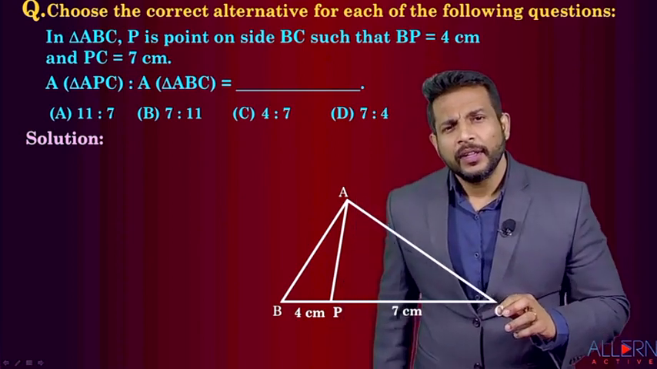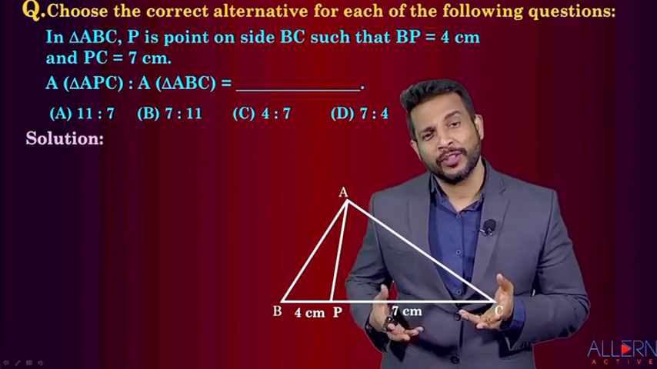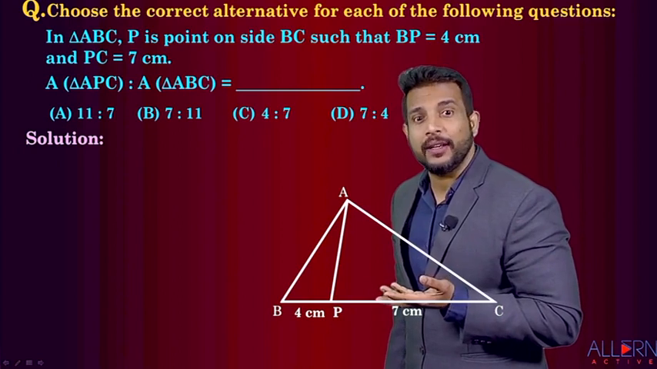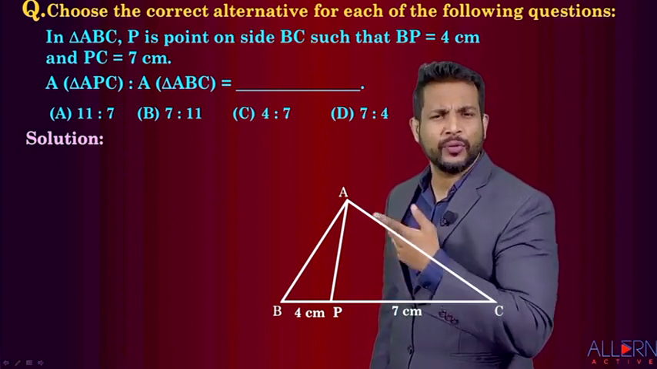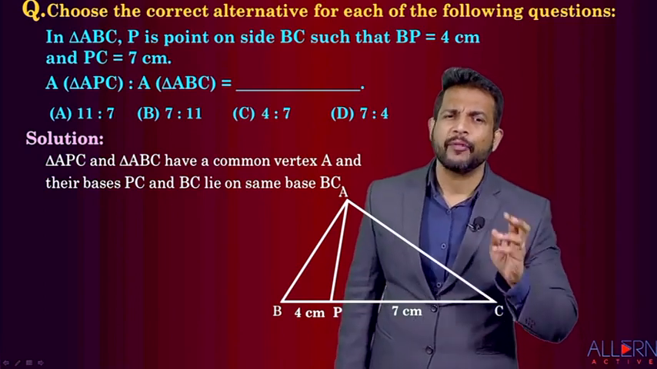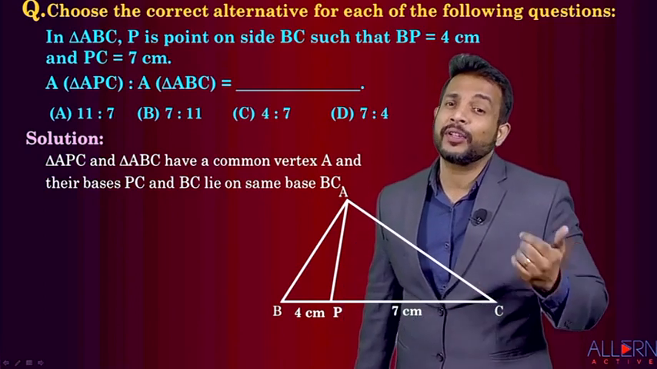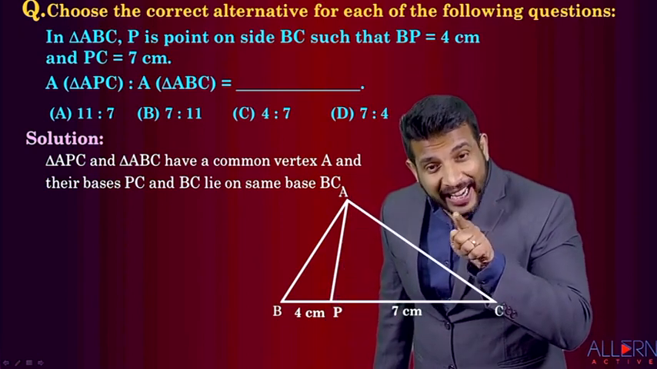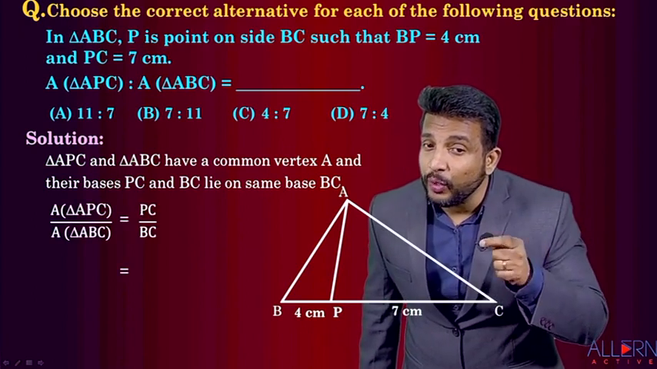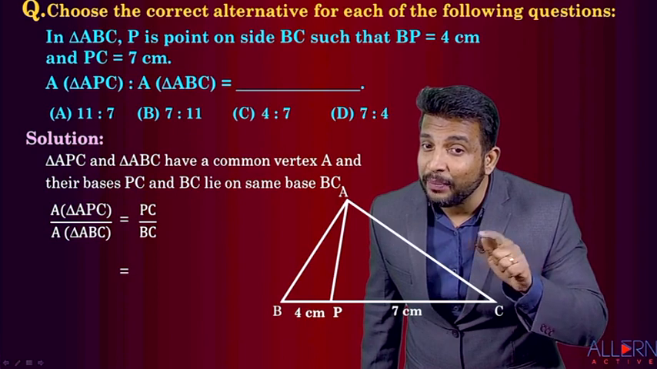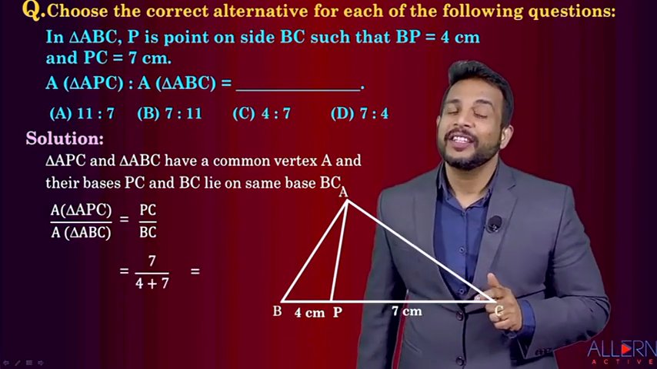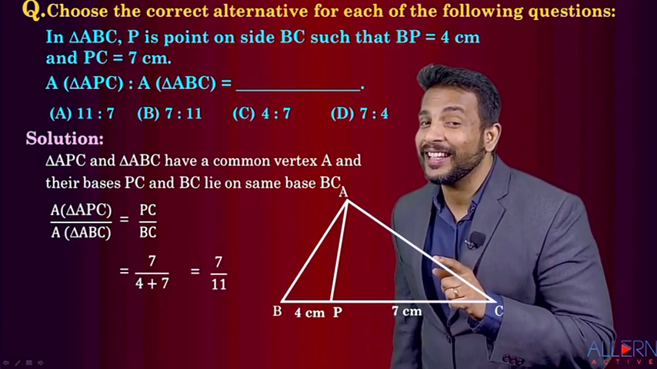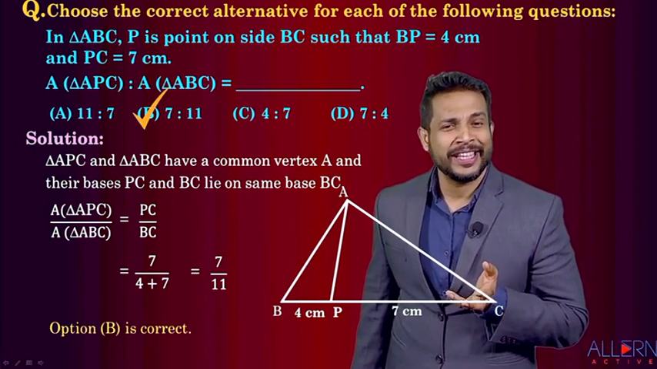Now let's do this. For these two triangles we are going to use the properties, and for those properties we know in these triangles they have a common vertex and they're based on the same line. That means we know that the heights are equal. So we just need to write triangle APC and triangle ABC have a common vertex A and their bases PC and BC lie on the same line. Therefore the heights are equal. So now area upon area will be equal to base upon base. So area of triangle APC upon area of triangle ABC is equal to PC upon BC. PC is how much? 7. BC is how much? 11, right? So 7 upon 11, because it is 4 plus 7. That means you get it as 7 upon 11. So which one is the correct one? The correct one is option B. Was that easy? Very easy, right?